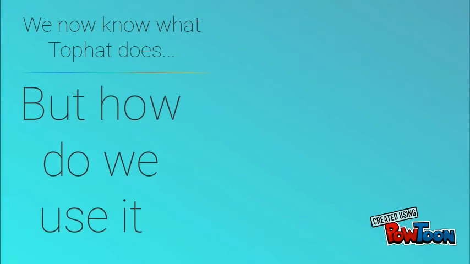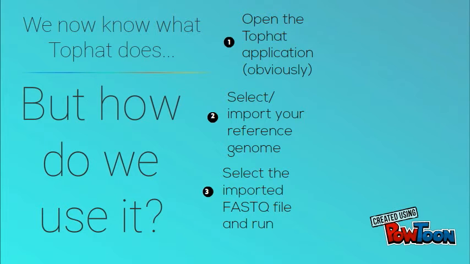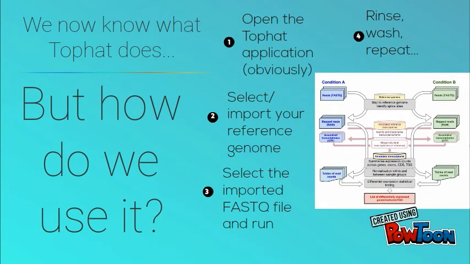Now, how do we use Tophat? Open the application, use your selected genome for a reference, select the FASTQ file and run the program. Rinse, wash, and repeat.